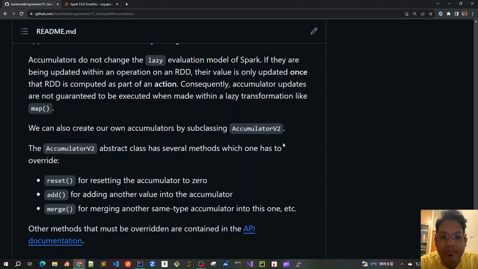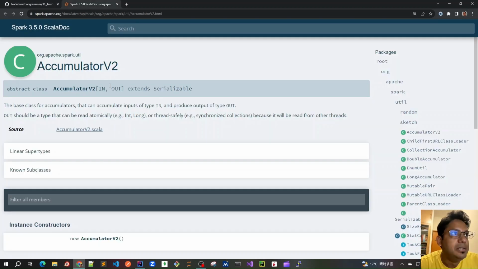In the previous videos, we have already covered the native accumulators like long and double, and also the string accumulators. If we want to create our own accumulators, which is our own custom object, then we have to subclass this AccumulatorV2 class. This AccumulatorV2 class is here in the Spark API.